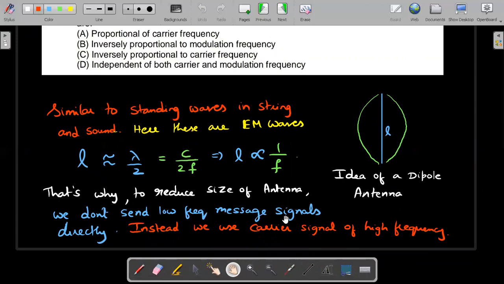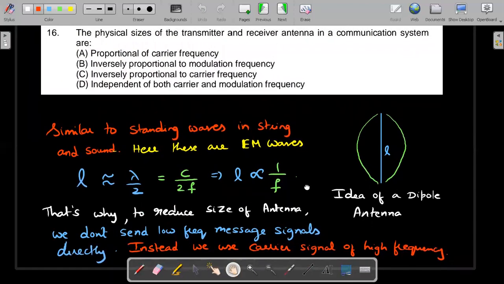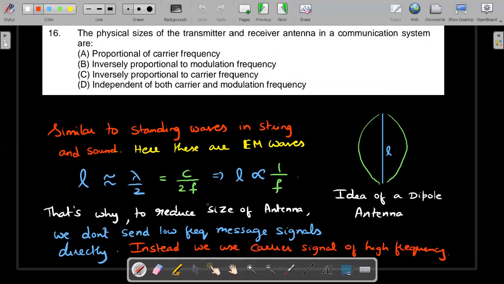As I am speaking right now, my sound or message signal could actually be a low frequency one. You don't directly send that frequency sound. Instead, we use a carrier signal, mask that thing and modulate it. Remember amplitude modulation and all that. We send it at a high frequency and throw it into the air, and therefore the antenna which receives high frequency signals would be of smaller size. So the entire idea is to limit the size of the antenna. I hope you understood that. So it should be inversely proportional to the carrier frequency. That's the whole idea.